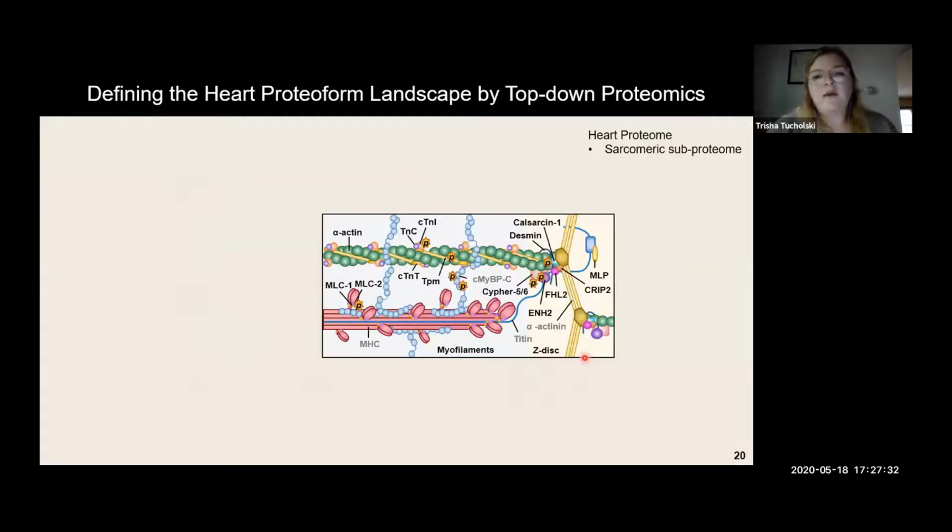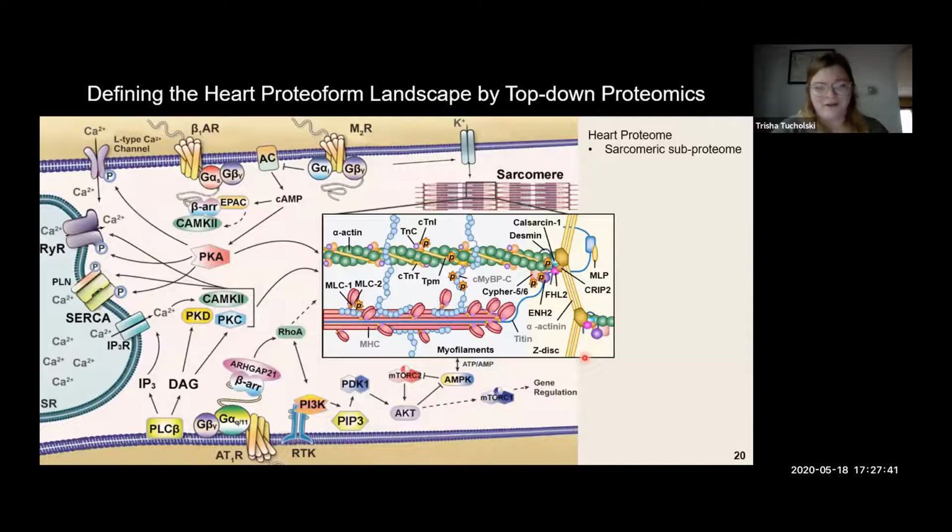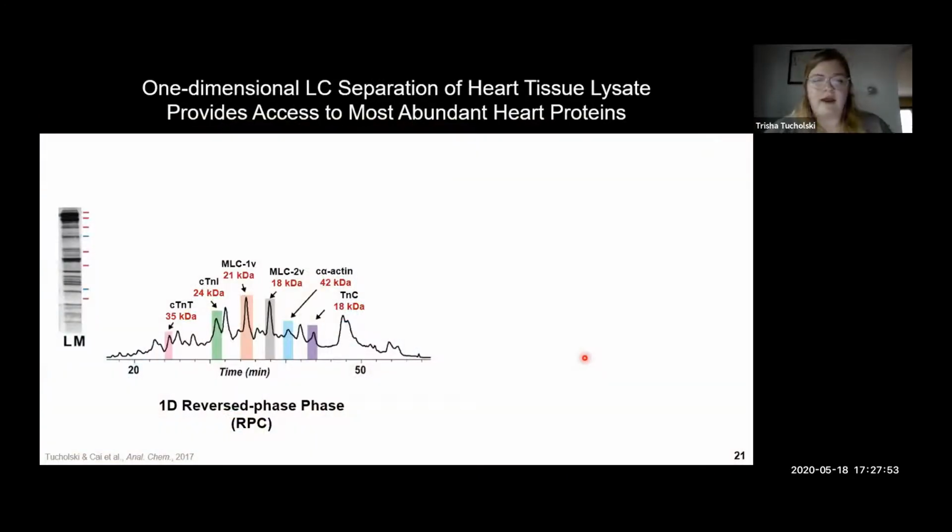Okay, and so up until now, I've shown you how we can use top-down proteomics to look at just the sarcomeric subproteome, but we know that there's actually a lot more going on in our heart than just what's happening in the sarcomere. So we have a lot of group members who are also working on top-down proteomics of membrane proteins, phosphoproteins, and the kinome. And I'm actually going to talk to you now a little bit about some technology development for this platform that we're using to study heart tissue and heart proteoforms.